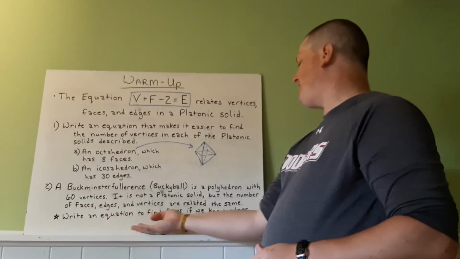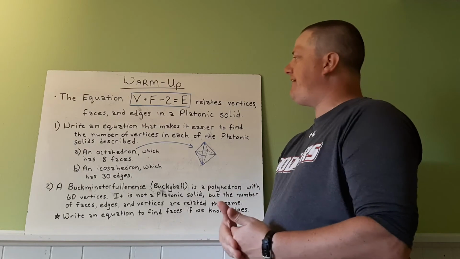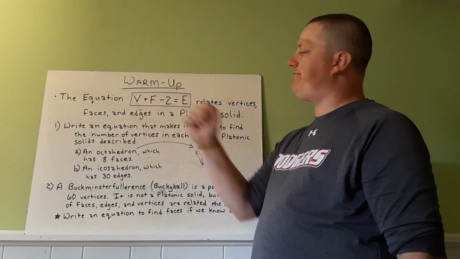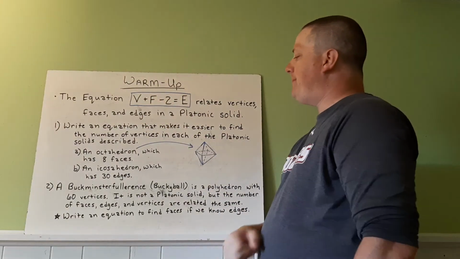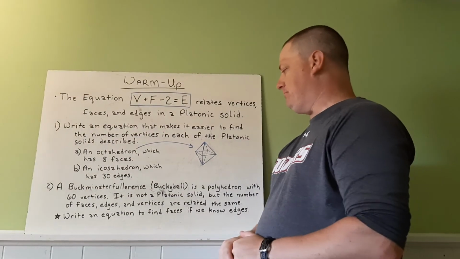Write an equation to find faces if we know edges. So we want to find faces. We essentially want to solve for f. Then we know 60 vertices. Plug that into the problem.